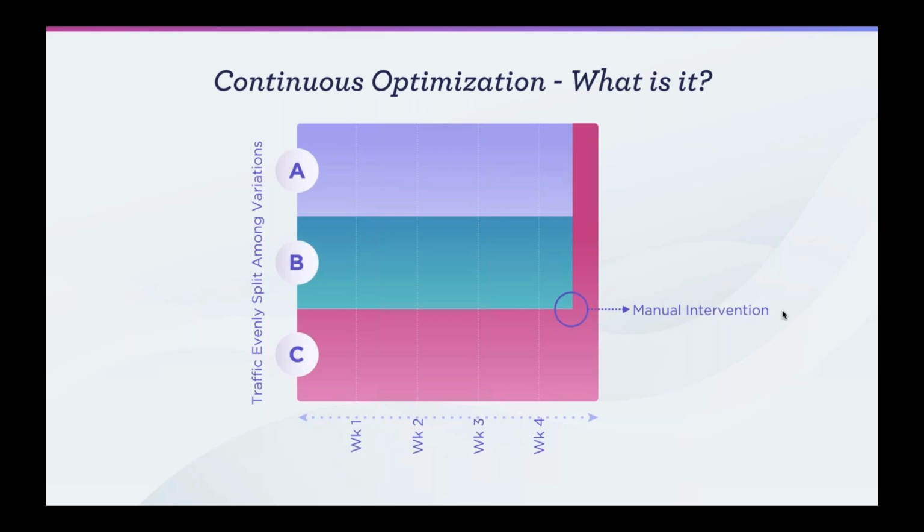Similarly, with a bit more time, it might be the case that C was really successful in the first 4 weeks, but over a longer period, when you're working with a larger pool of data, C doesn't work quite so well.